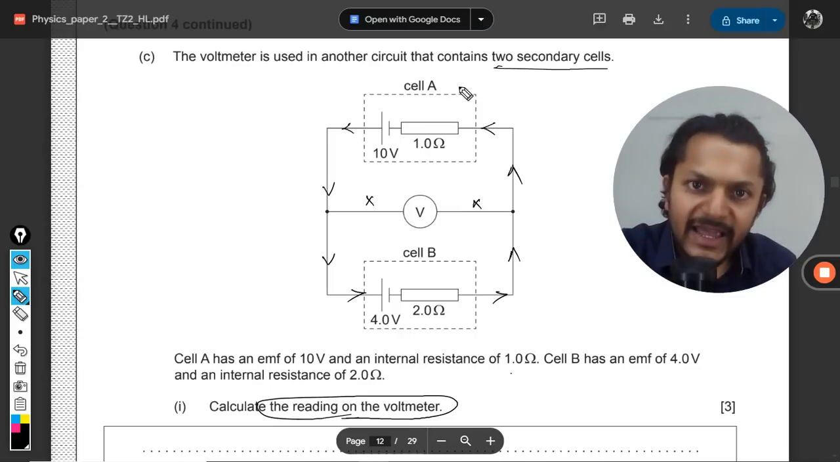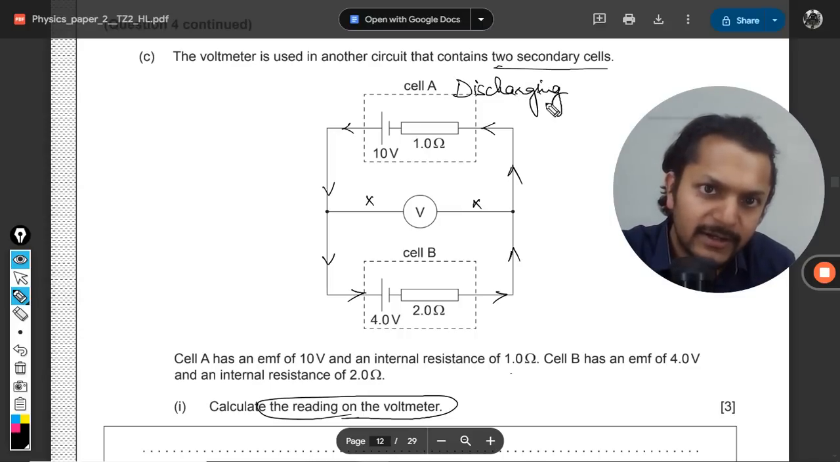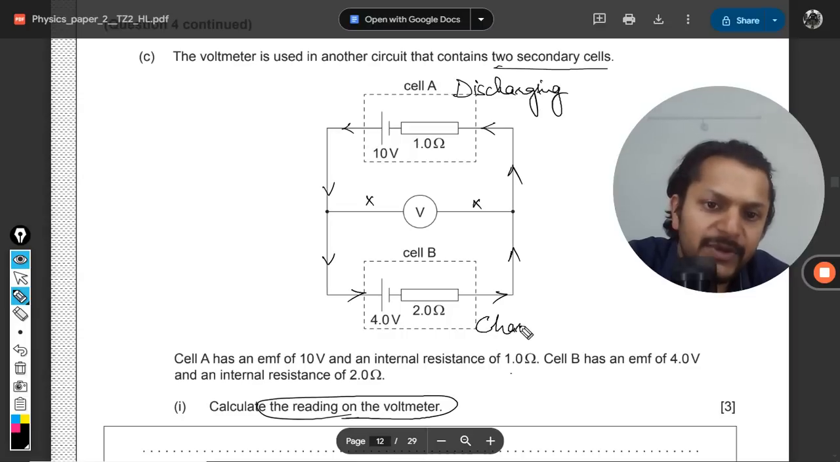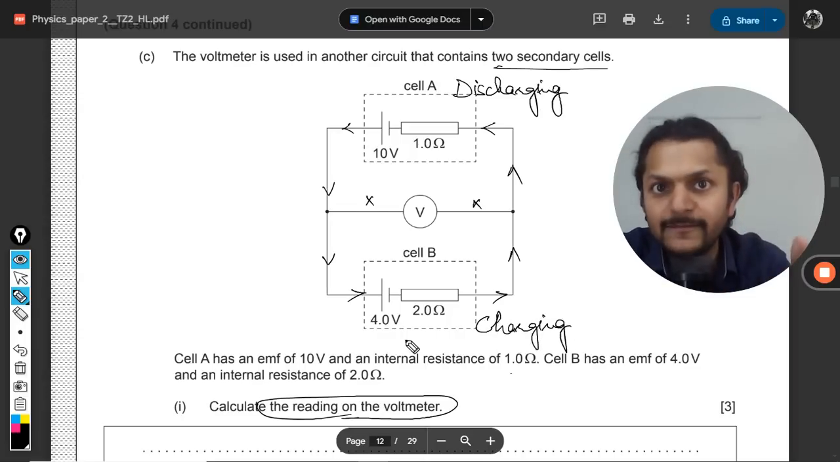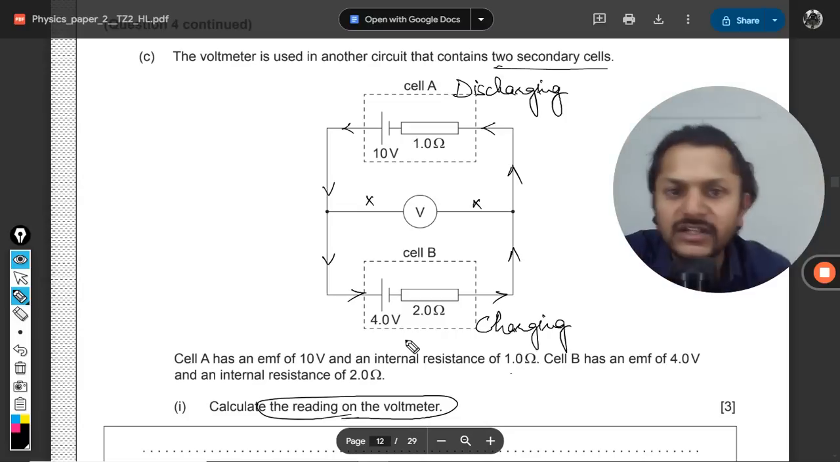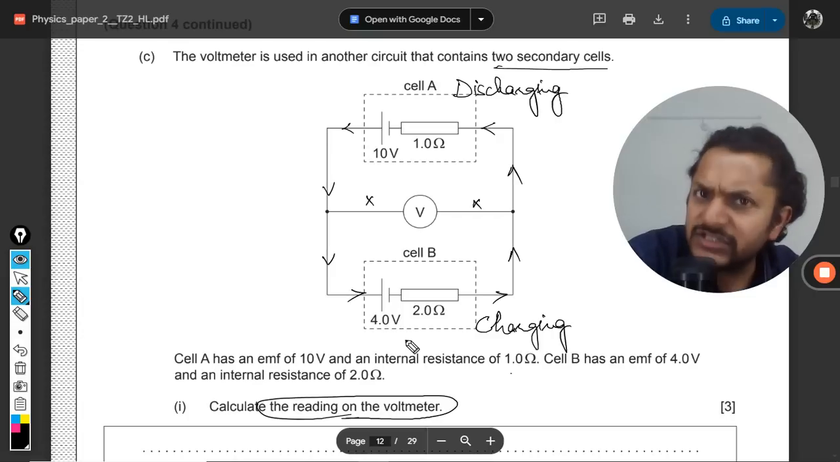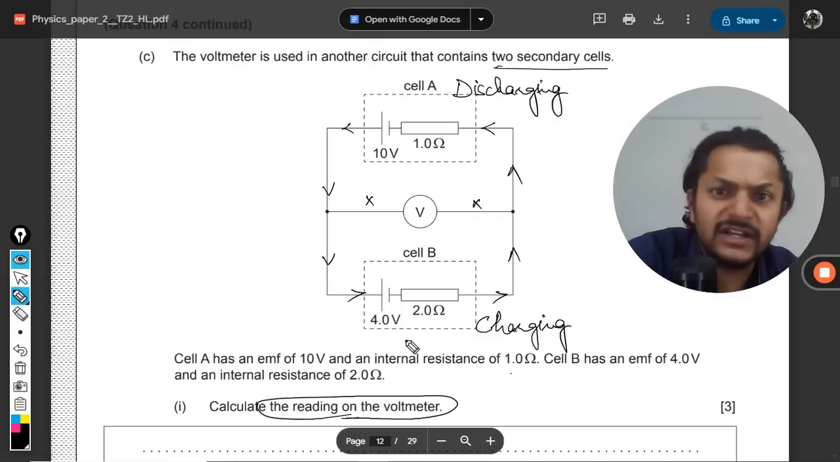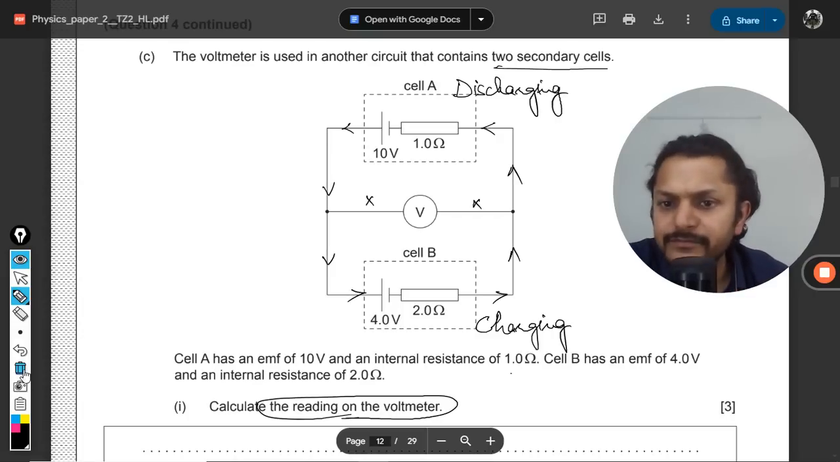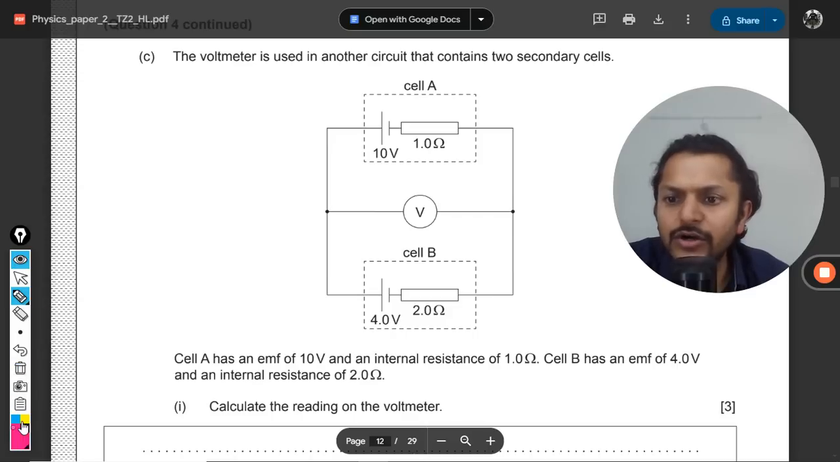So cell A is undergoing discharging and cell B is undergoing charging simultaneously. The voltage is going into the other cell. This is what is happening. So we will apply Kirchhoff's law, simple, and try to find the current that is moving through it.